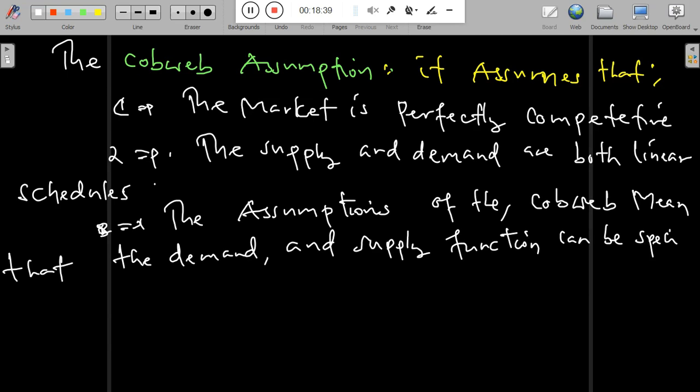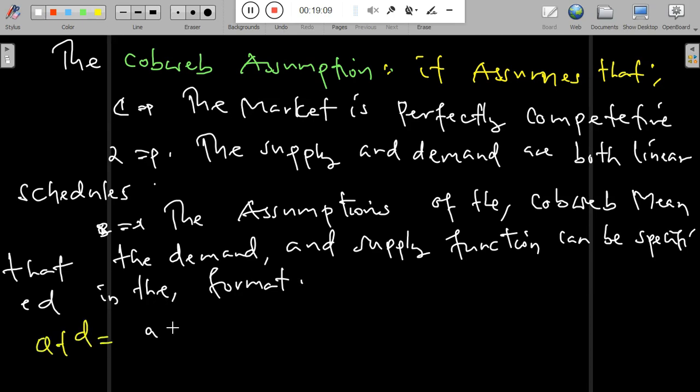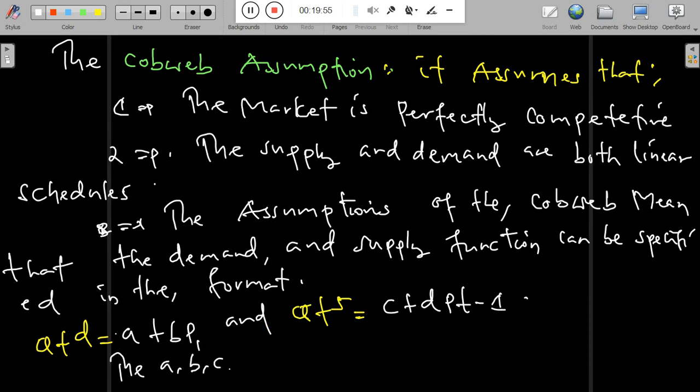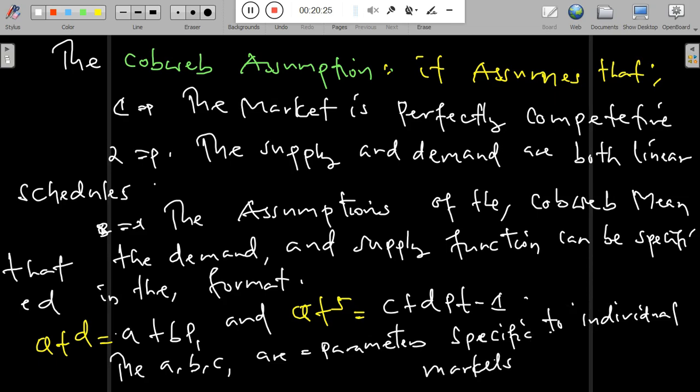And don't forget the assumptions of the COBWEB model, which mean that the demand and supply functions can be specified in the format of QDT equals A plus BPT, and the current quantity supplied is given by the function QST equals C plus DPT minus 1, whereby A, B, C, D are the parameters of the specific function. So QDT equals A plus BPT, and QST equals C plus DPT minus 1.